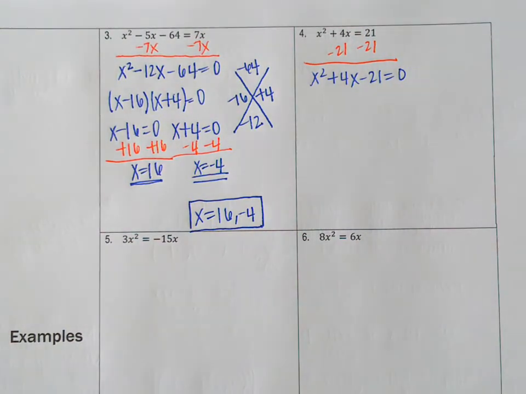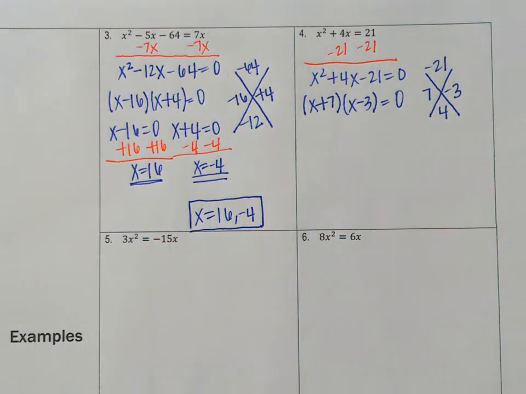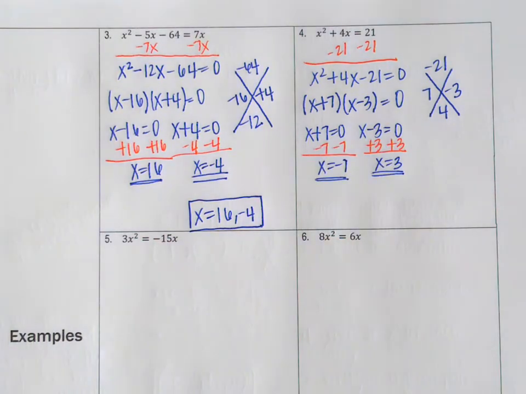Now that everything is moved over to one side of the equation, now I'm going to factor. And it's factored. So now that it's completely factored, we can set each factor equal to 0. And then once everything's set equal to 0, we can solve for x. And we have our two solutions. So our two solutions are -7 and 3.